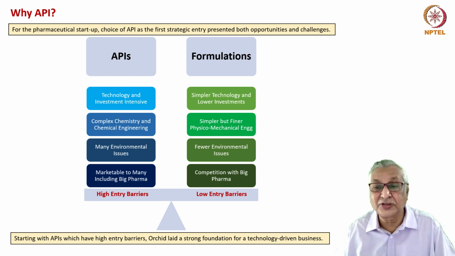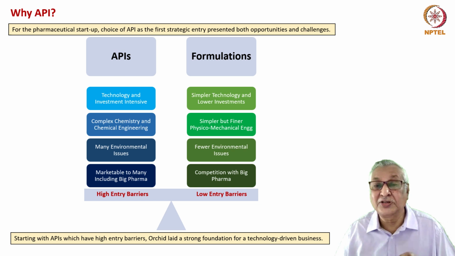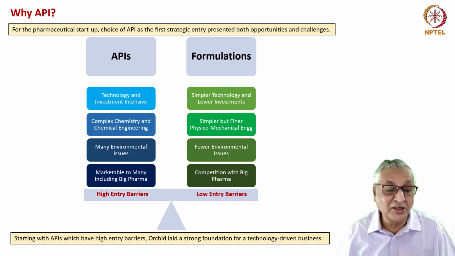When you look at formulations, you have low entry barriers for the reasons that it involves simpler technology and lower investments, involves simpler but finer physico-mechanical engineering. It will have fewer environmental issues, and competition with Big Pharma is going to be there once you enter the formulation. So when you look at the balance of both the options, you will find that APIs is certainly better than being in the formulation space. Starting with the APIs which have high entry barriers, Orchid laid a strong foundation for a technology driven business.